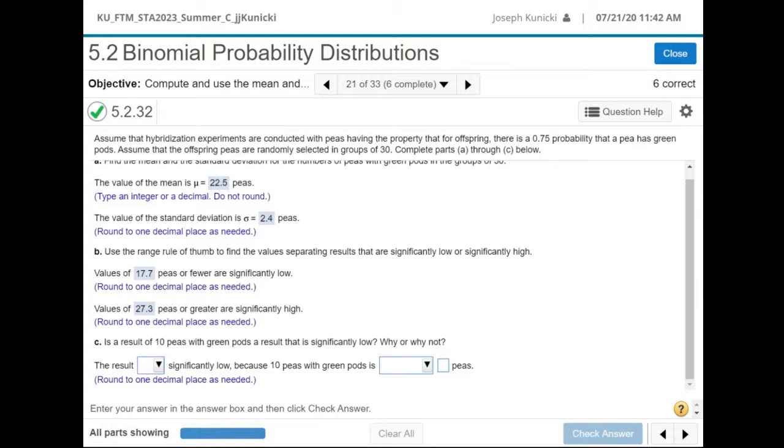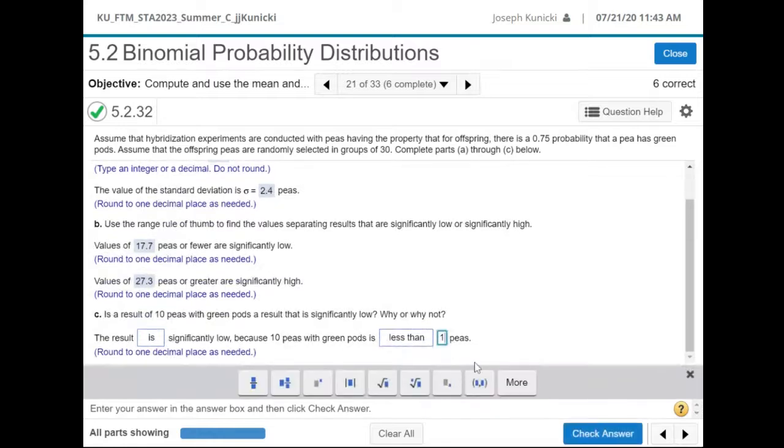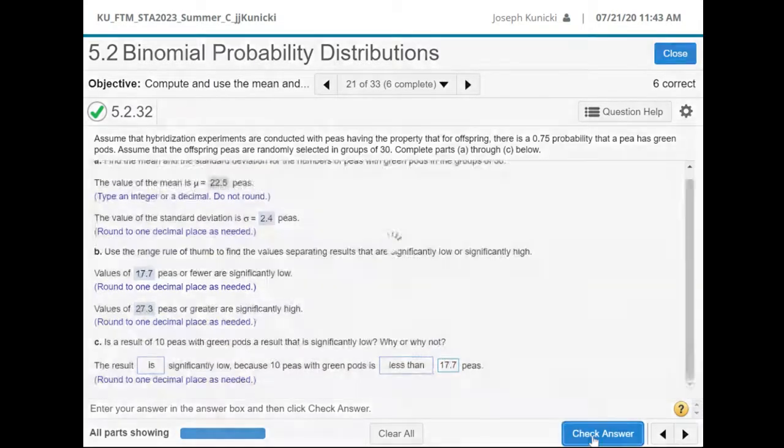I mean, that's the low end. We just read what B says. That's 17.7 is the low. If you got 10, you're way below 17.7. So the answer is yes. Oh, all right. It is significantly low because 10 P pods is less than 17.7. That's the low end, 17.7.